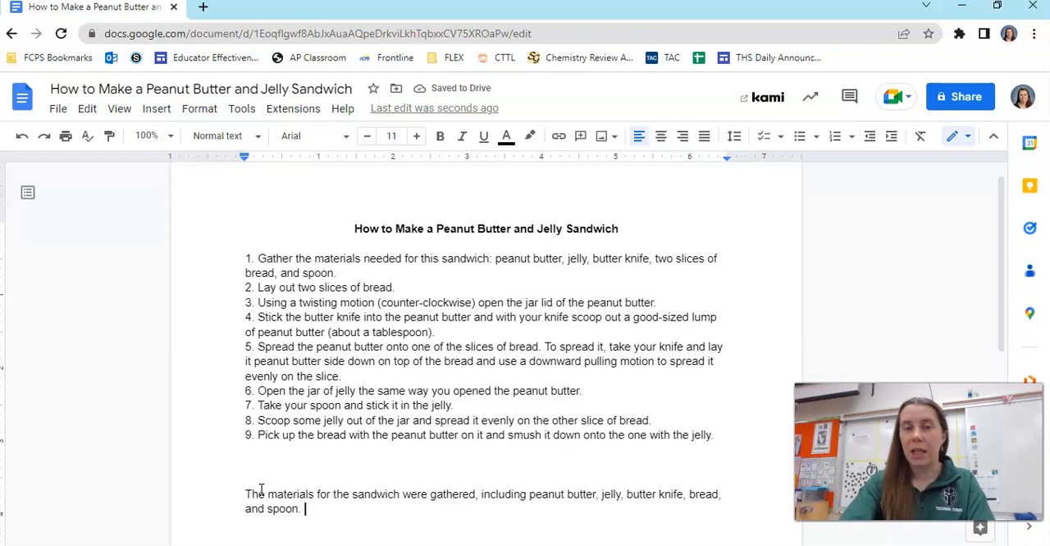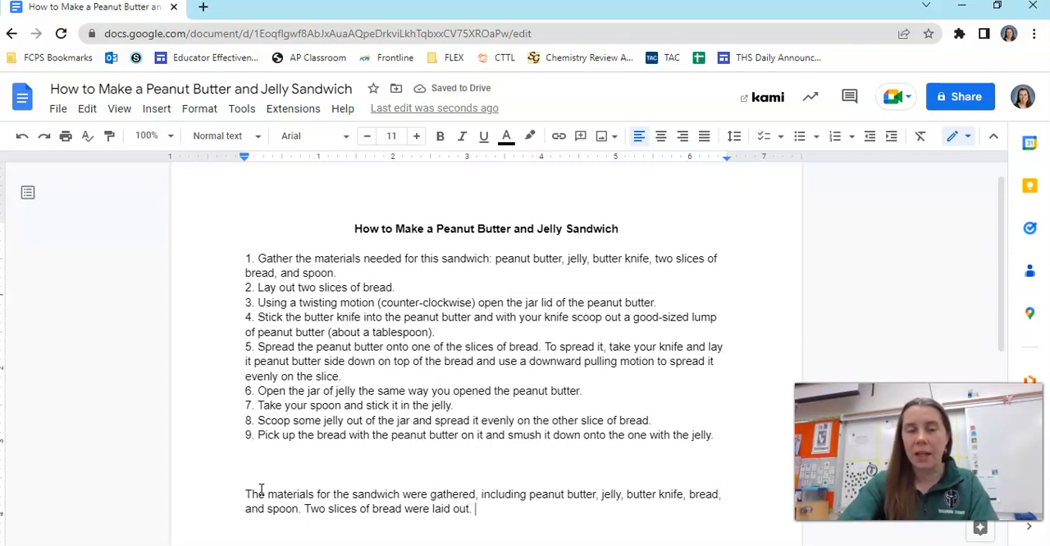Okay. All right, so the next step is to lay out 2 slices of bread. So again, lay out is an action. It's telling you what to do. We're going to say what was done if we had done that action. So 2 slices of bread were laid out.